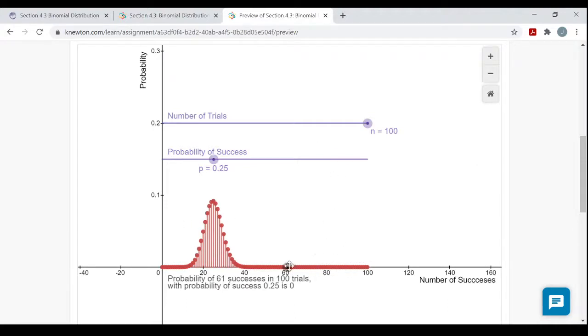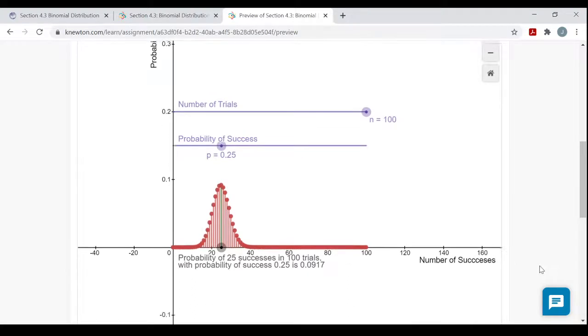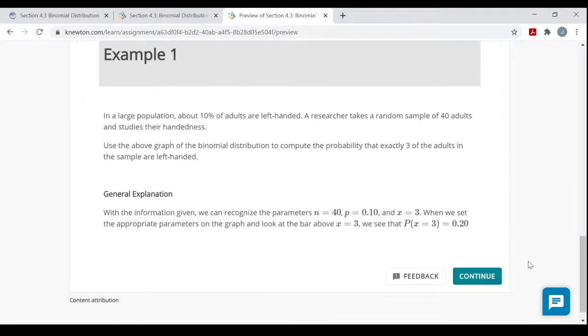So I'll leave it to you to play around with this, moving the number of trials around, moving the probability of success on each trial around. You can move this black dot here around to see what individual probabilities were. And if you want to compare them to your calculator, you can. Use that Binomial PDF and compare these values to the calculator values, make sure that they're actually the same. But I'll leave it to you to play around with this graph. All right.